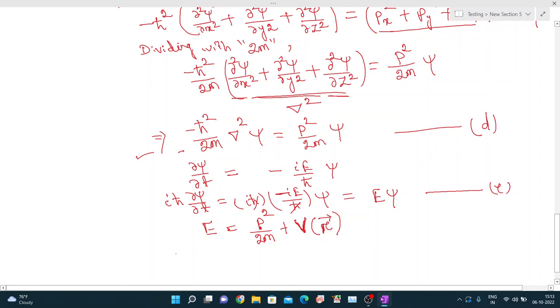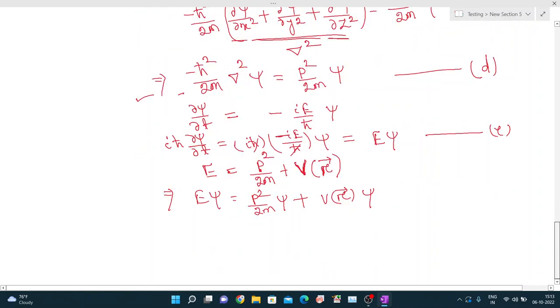Okay, so just put all these values of equation D and E in this equation. First multiply psi on both sides. So E psi is equal to p square by 2m into psi plus v, which is a function of r, into psi. Then we already have the value of E psi and p square by 2m into psi from equation D and E. So put the values here.